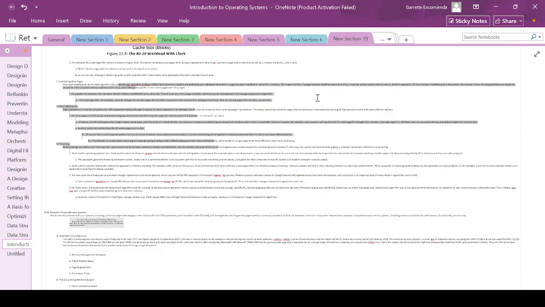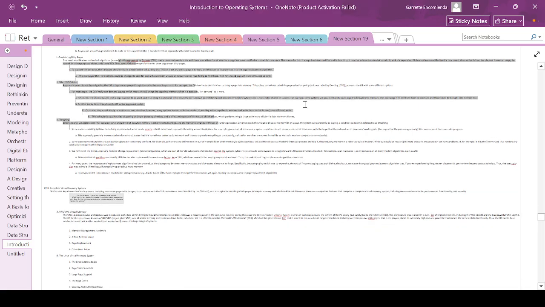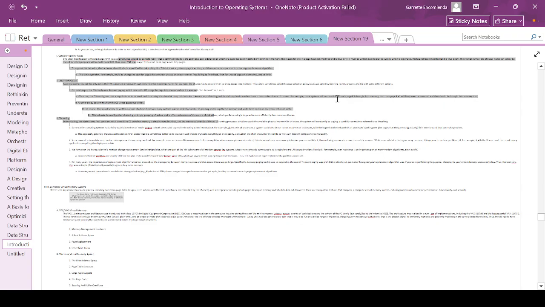Other VM policies. Page replacement is not the only policy the VM subsystem employs, though it may be the most important. For example, the OS also decides when to bring a page into memory. So aside from replacement, there's also a policy on when to bring a page into memory. This policy, sometimes called the page selection policy, as it was called by Denning, presents the OS with some different options. For most pages, the OS simply uses demand paging, which means the OS brings the page into memory when it is accessed, on demand, as it were.